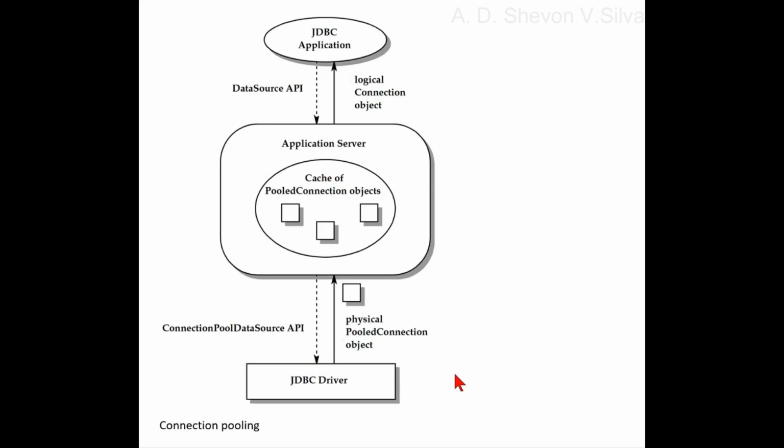In the basic data source implementation, there is a one-to-one correspondence between the client's connection object and the physical database connection. When the connection object is closed, the physical connection is dropped. Thus, the overhead of opening, initializing, and closing the physical connection is incurred for each client session.